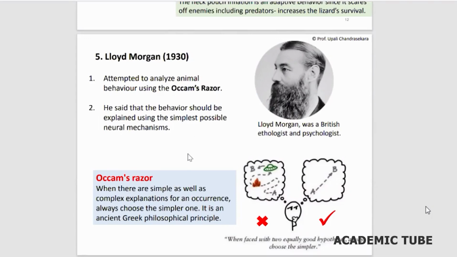Occam's razor says that when there are simple as well as complex explanations for an occurrence, always choose the simpler one.